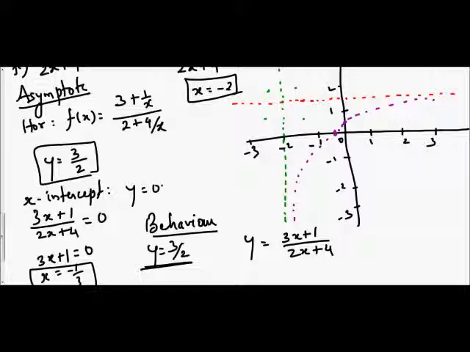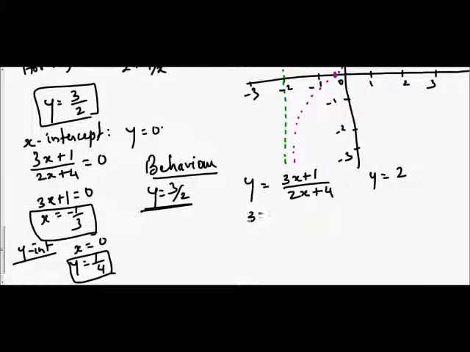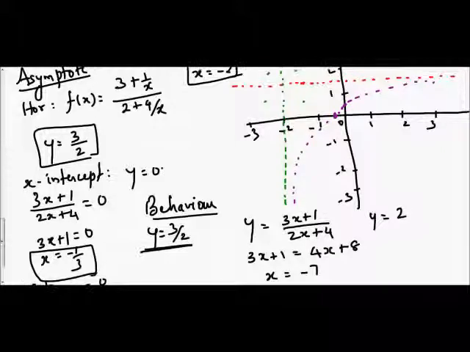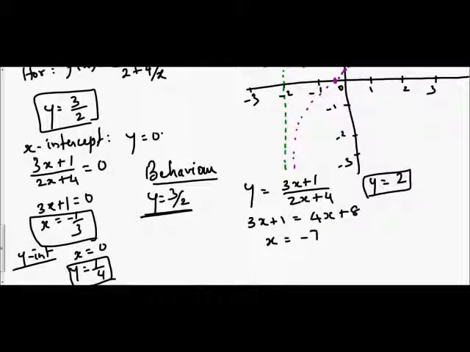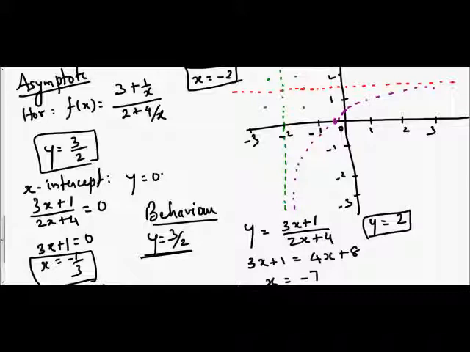What is the value of x when y equal to 2? So you can substitute y equal to 2 here, so that you will get 3x plus 1 equals 4x plus 8, and when you simplify you get x is equal to negative 7, which means that x is negative above the y value, above the horizontal asymptote. So when y equal to 2, x is negative 7, therefore it has to be somewhere here.